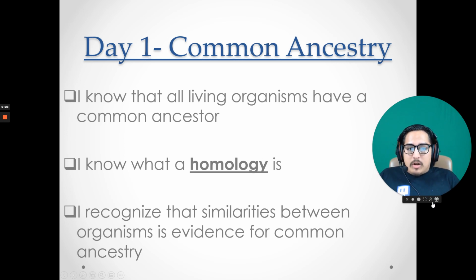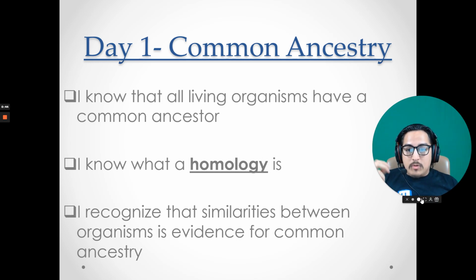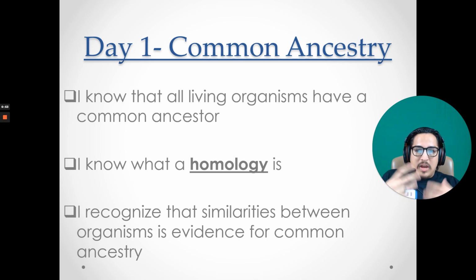So day one, common ancestry. By the end of today, you need to know three things. I know that all living organisms have a common ancestor. I know what a homology is, and I recognize that similarities between organisms are evidence for common ancestry. So pretty much, like I was telling you, these are the things that we use as proof to say that evolution did occur.